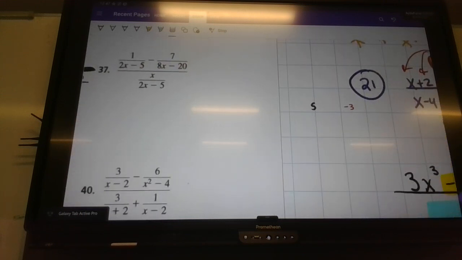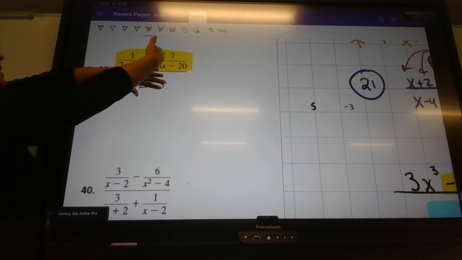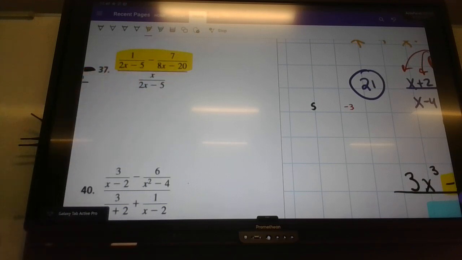Alright, so when I look at the top, I'm going to highlight it in yellow. That's a subtraction problem, right? So if you can ignore the whole bottom and just focus on the top of this fraction bar, this is just like the problems from yesterday. So I'm going to work on bringing that to a common denominator. Is this subtraction? It is.